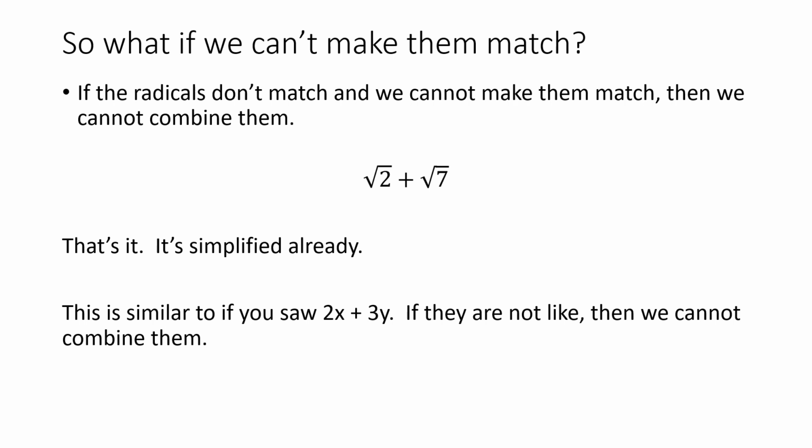So this is similar to if you saw 2x plus 3y. If they are not like, then we cannot combine them. 2x plus 3y is simply 2x plus 3y. That's it. Okay, so you can combine stuff that's the same, but not if it's not the same, and the same thing holds true for radicals.